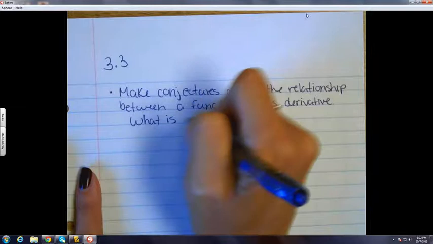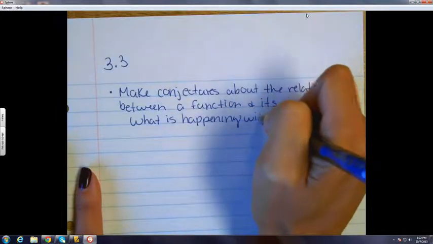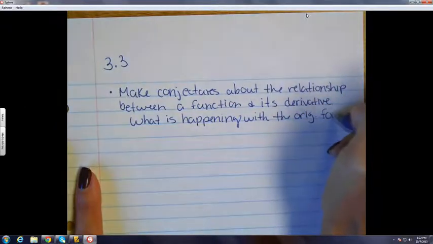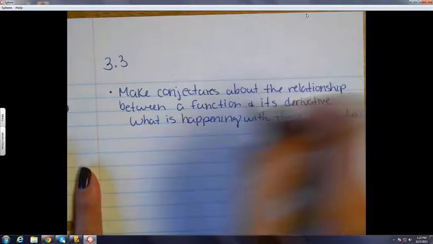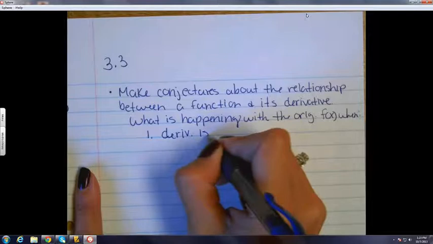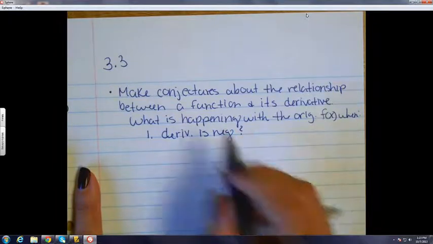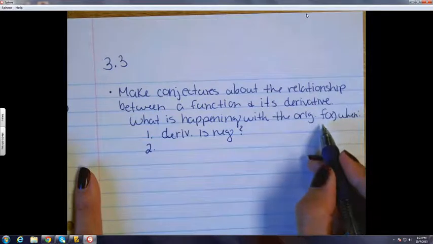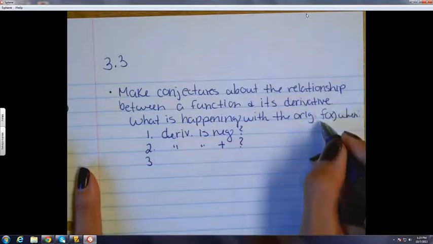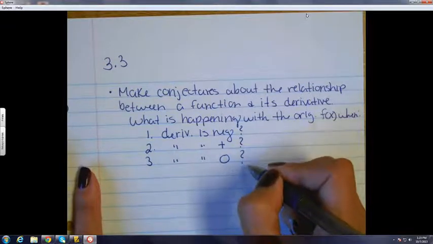What is happening with the original function when the derivative is negative? So what's happening on the original function when the derivative is negative, shown in a graph. What's happening on the original function when the derivative is positive, and what's happening on the original function when the derivative is 0. So those are the three main goals at the end of the notes today.